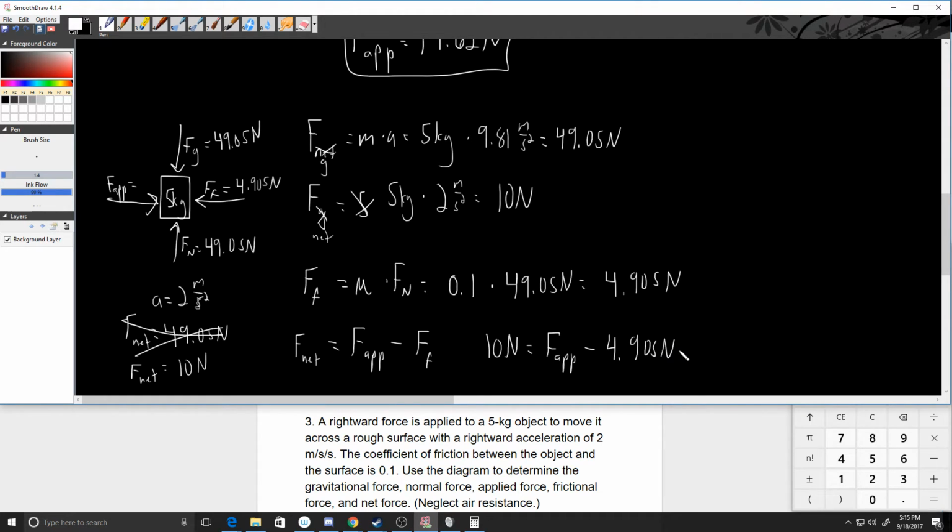4.905 newtons. Now it's just basic algebra to get the applied force by itself. Add 4.905 to both sides, and we should get 14.905.